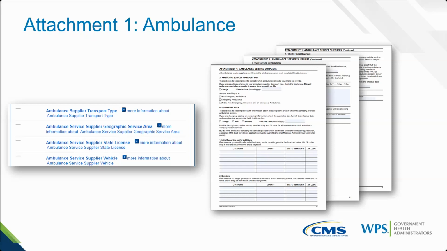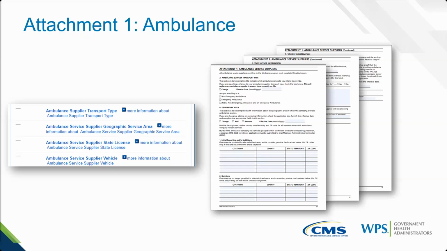Sometimes we'll see situations where there's a tax ID that's being used for different types of suppliers, and maybe they're not going into the correct enrollment record. An ambulance service gets a different enrollment record in PECOS from any other supplier or entity under that tax ID, and that's for claims adjudication and billing reasons. So you've got to make sure that you're in an ambulance enrollment or you're selecting that as the specialty. That will populate the 4 sections that you see here, which is the transport type, geographic service area, state license information and vehicle information.